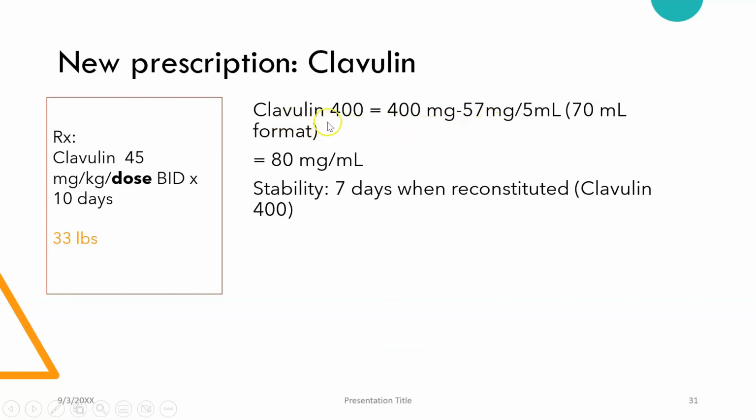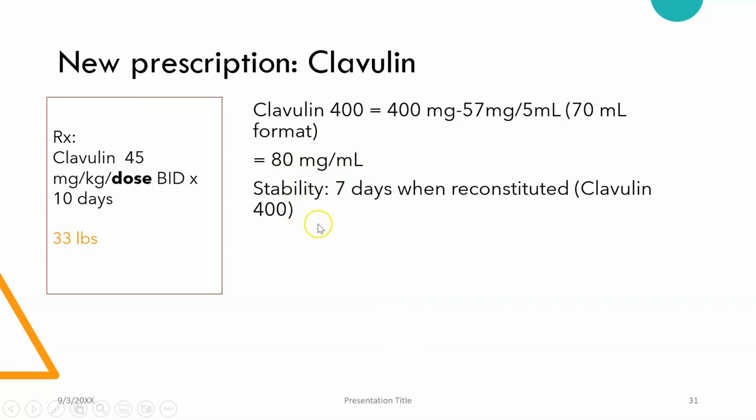So Clavulin 400 is equal to 400 milligrams of Amoxicillin, 57 milligrams of clavulanic acid per 5 milliliters, and the format is 70 milliliters in total. So if we simplify this, we're only going to be referring to the concentration of Amoxicillin and not the concentration of clavulanic acid. So we're going to look at the concentration as 400 milligrams per 5 mils, which when we simplify it turns to be 80 milligrams per 1 mil.